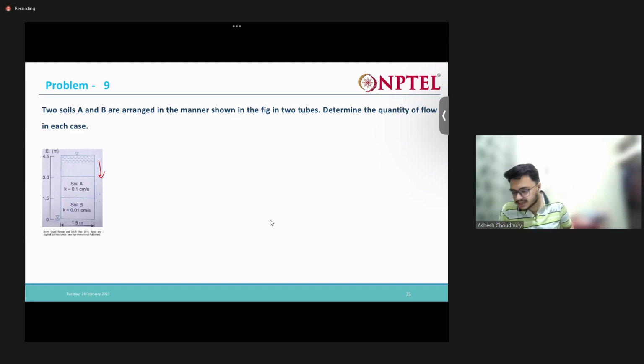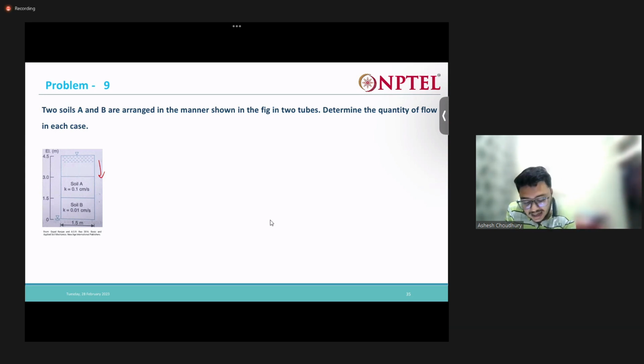This is just the case of the horizontal and the vertical flows that we solved before, same as that. So please tell me, how can we solve this one? This will be vertical flow, because my head loss in these two soils will be different, right?